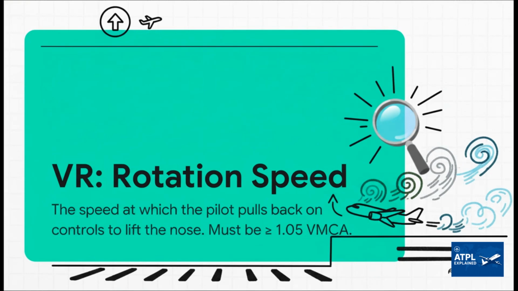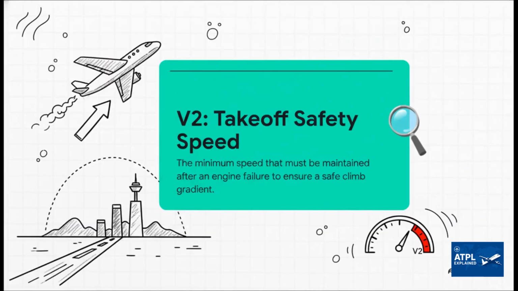Next up, we have VR, the moment of liftoff. This is that magic speed where you gently pull back on the yoke and the aircraft just lifts off. But it's not just about getting airborne. It's about doing it with enough control authority to handle any surprises. That's why it's directly tied to your minimum control speed. And once you're airborne, V2 becomes your absolute best friend. Seriously.